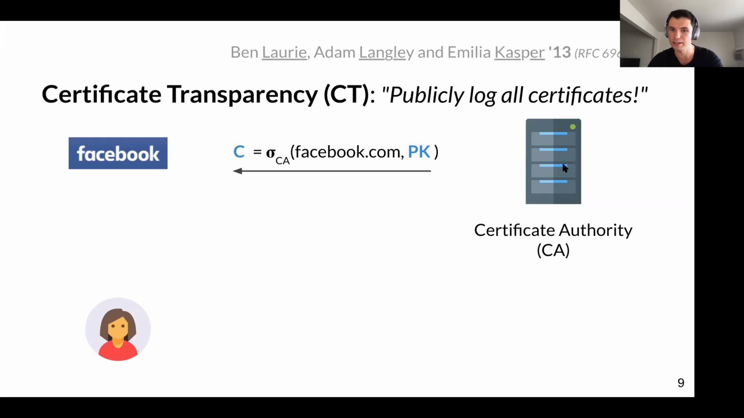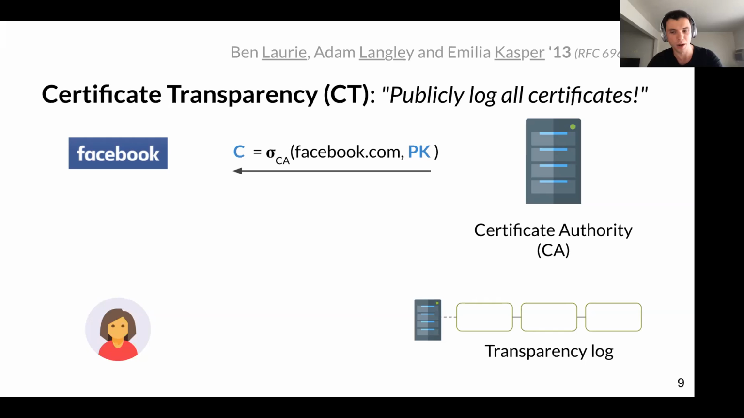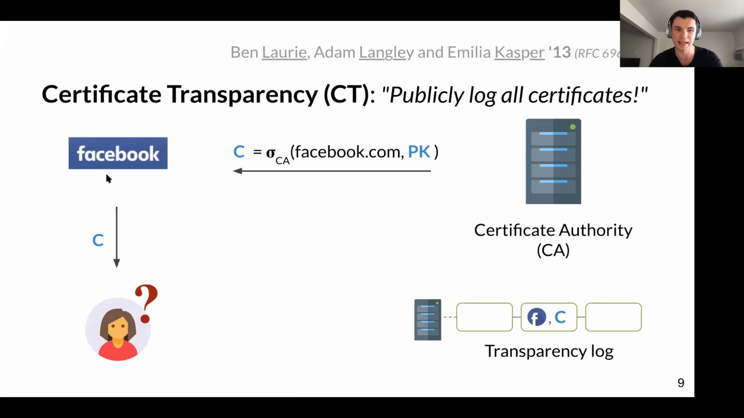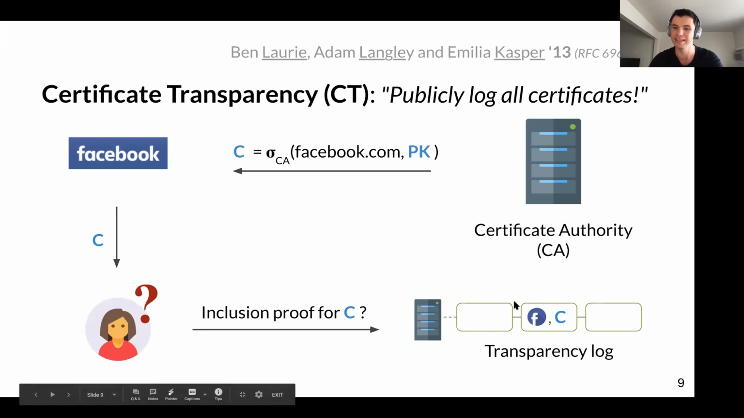The idea is that, as before, Facebook gets a certificate from the CA, but this time there's a requirement that for that certificate to be valid, it's not sufficient to just have a signature from the CA on it. It also has to be published in this so-called transparency log. And this requirement is enforced at the user level. So when a client goes to facebook.com and gets the certificate, they not only check the signature, they also check that the certificate is in the log via an inclusion proof.